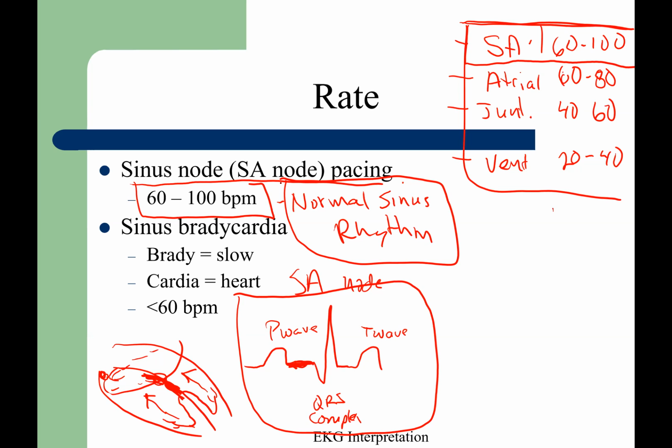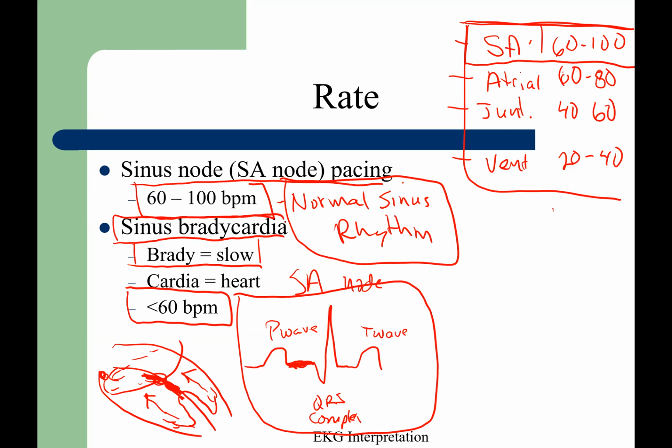Now, let's look at the differences between normal sinus rhythm and our next rhythm, sinus bradycardia. All of this is true here where we have a P wave, a QRS, and a T wave. However, this term Brady refers to slow. Slow refers to less than 60 beats per minute. So 59 and below is going to be classified as sinus Brady.